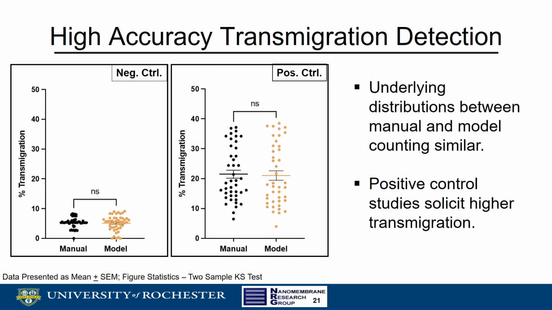So for assessing transmigration ratios, our studies show that both negative and positive control groups are capable of being analyzed by our model. We performed another distribution analysis just to look at the overall distributions of what our model was seeing versus what our manual counting was, and we found that the groups were statistically similar. One thing that's important to note was also something that we expected. The positive control group solicited a higher transmigratory response than our negative control.